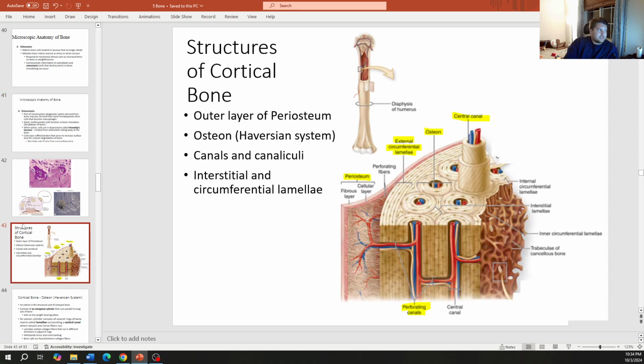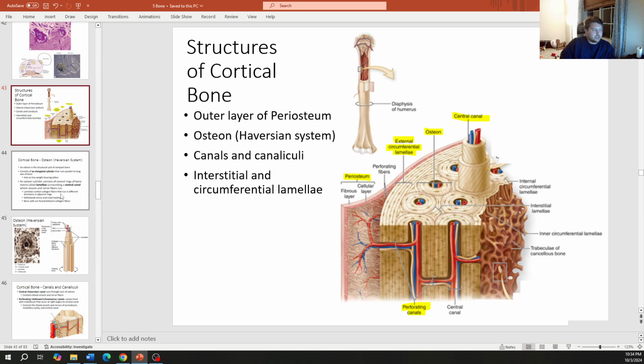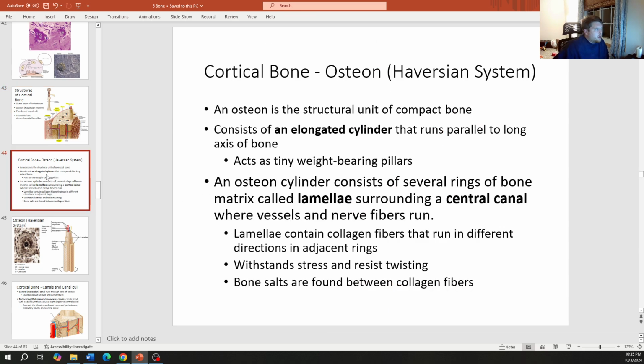Okay, now we're going to dive into the cortical bone itself. We touched on this a little bit, where we're going to look at all of the individual structures of cortical bone. So we talked already about the periosteum, the fibrous layer, that osteogenic layer within the periosteum. We're going to talk about some layers called lamellae, interstitial and circumferential. We have these structures called osteons, and as well we have canals and these other structures called canaliculi. So we're going to start with the osteon.